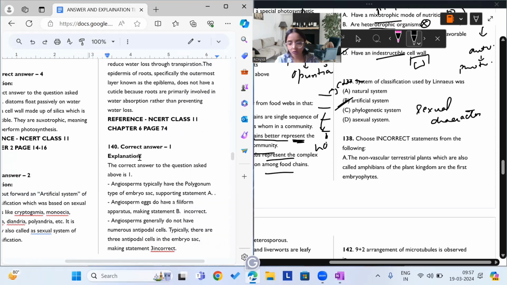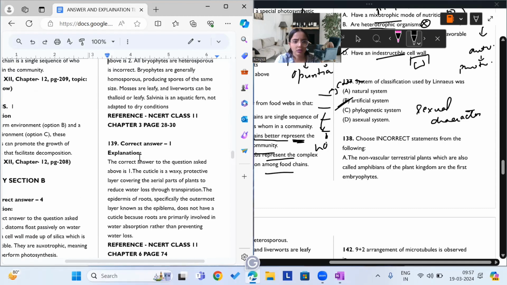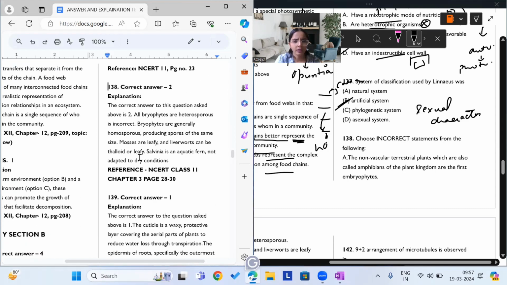I hope it's clear to you. Very easy question. I mean, it's a moderate level difficulty, not so complex. So, system of classification used by Linnaeus is artificial system. Moving on to next question 138.